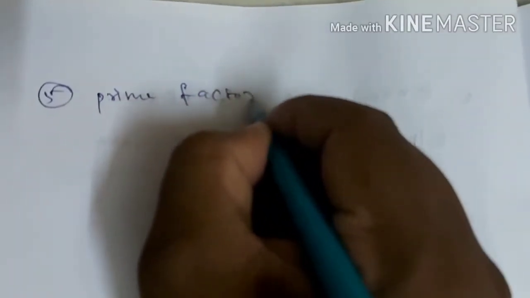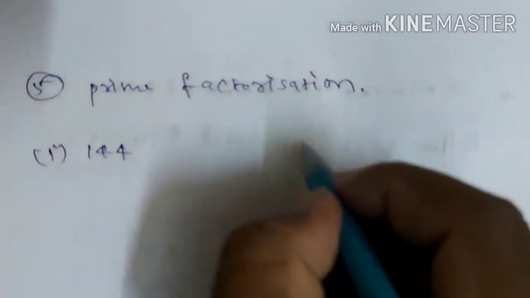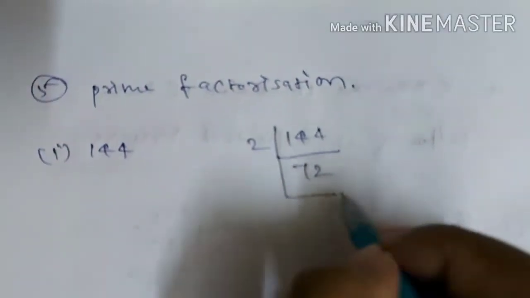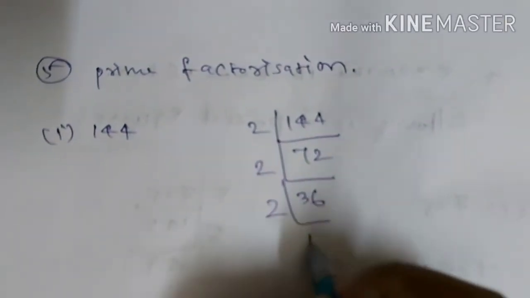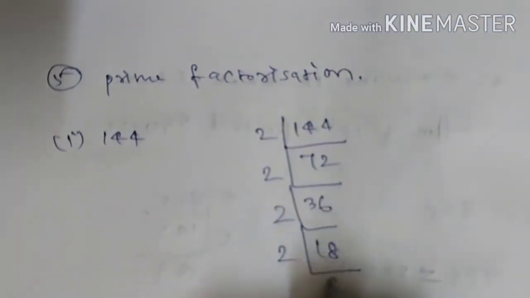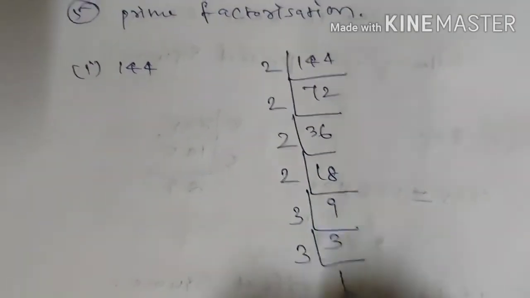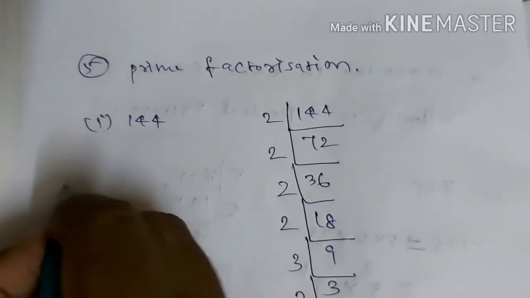Next, fifth Roman numeral: find the square root by the prime factorization method. Here it is the same method we taught in the earlier example sums. 144, take how many times? 72 times. Again, the two table cancellation, 36 times. Again cancellation, 18 times. Again divide, 9 times. Again 3 times. So 3 threes are 9. So 2 comes 4 times, 3 comes 2 times.